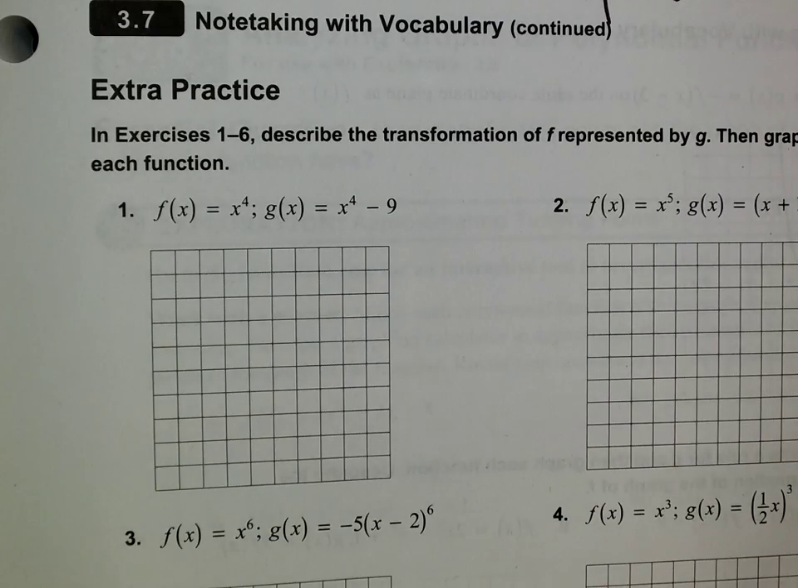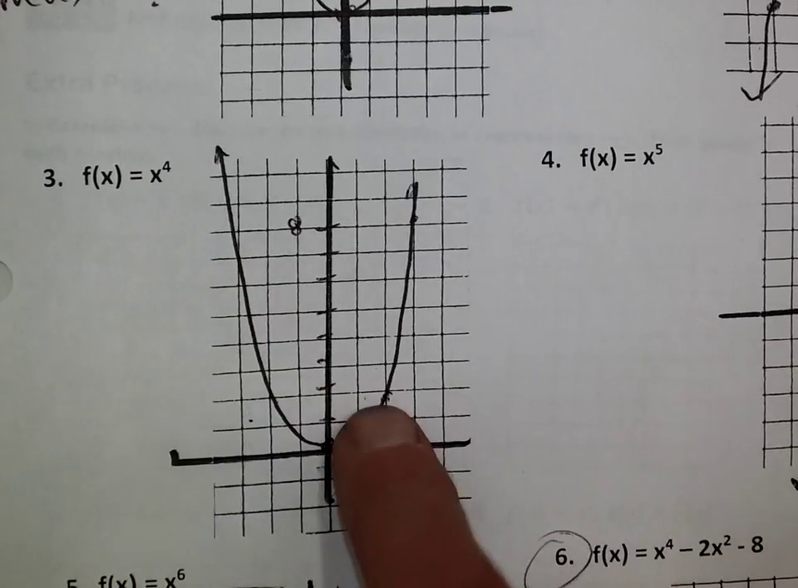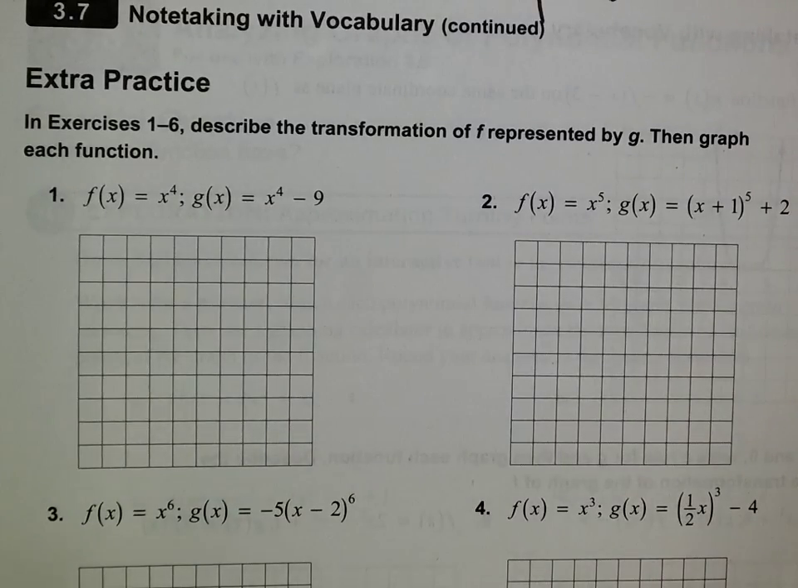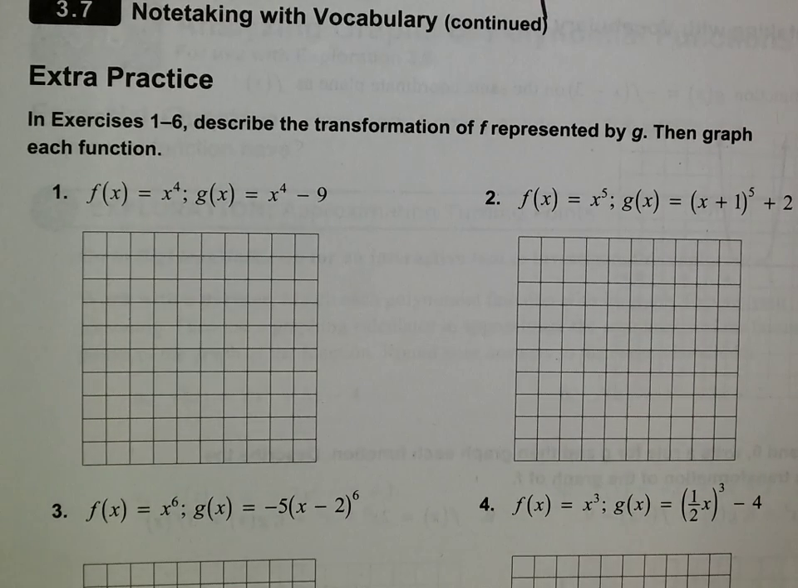That's all. So if we take a look at problem number 1, we've got x to the fourth. Well, I know what x to the fourth looks like. It's this graph right here. That's x to the fourth. And then all we're going to do is take this graph, x to the fourth, and we're going to just move it down 9. Now, it doesn't have to be perfect from you, okay? You just need to have the right general shape.